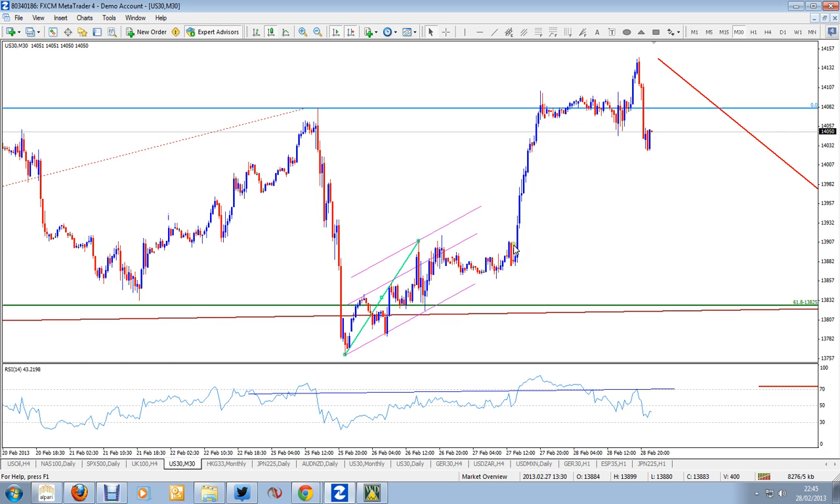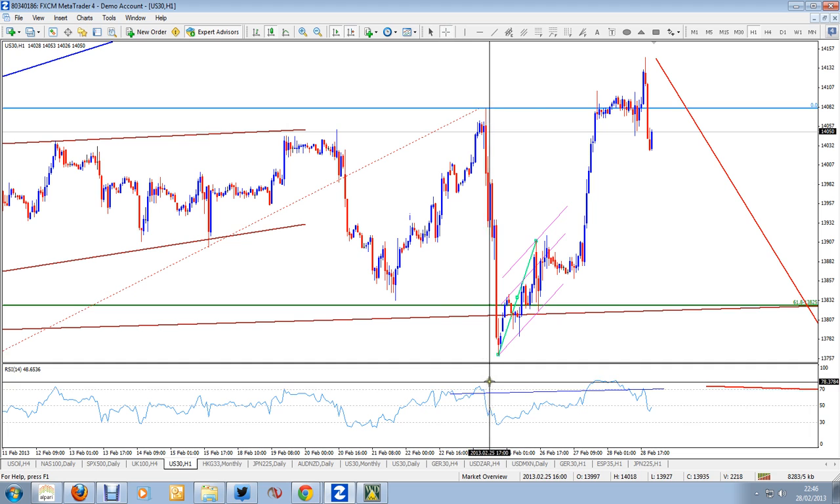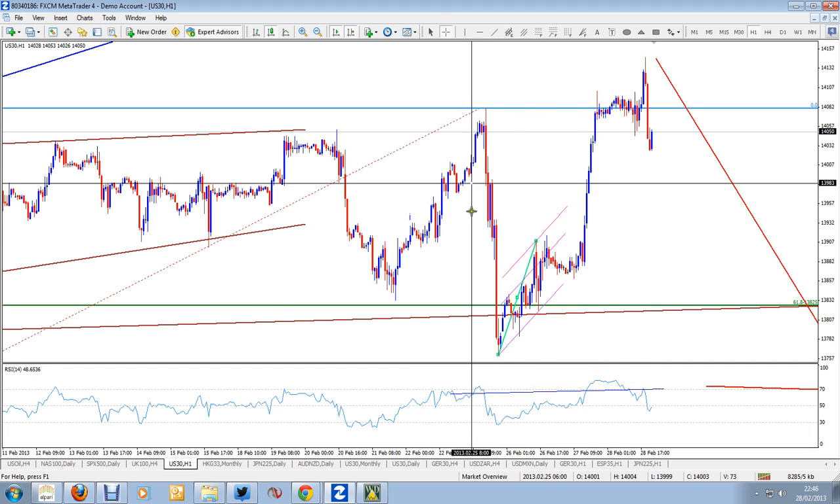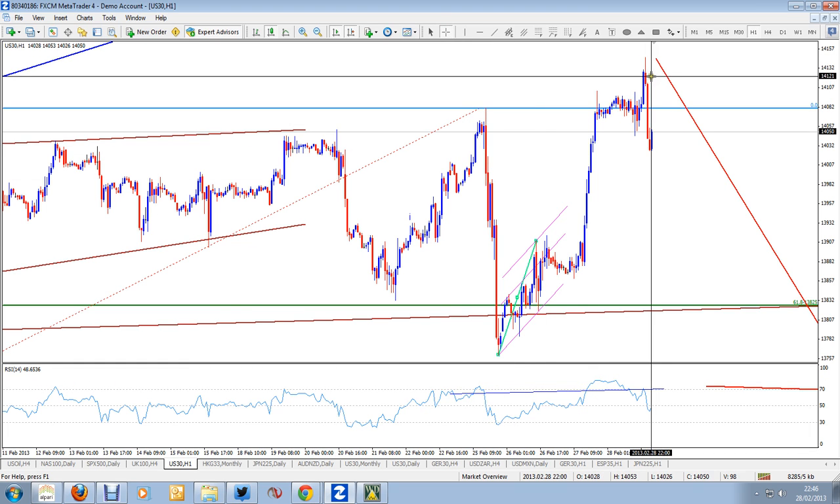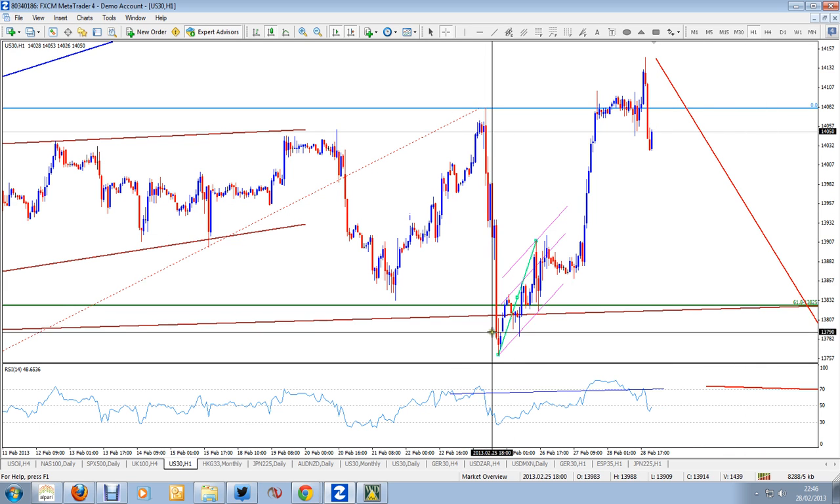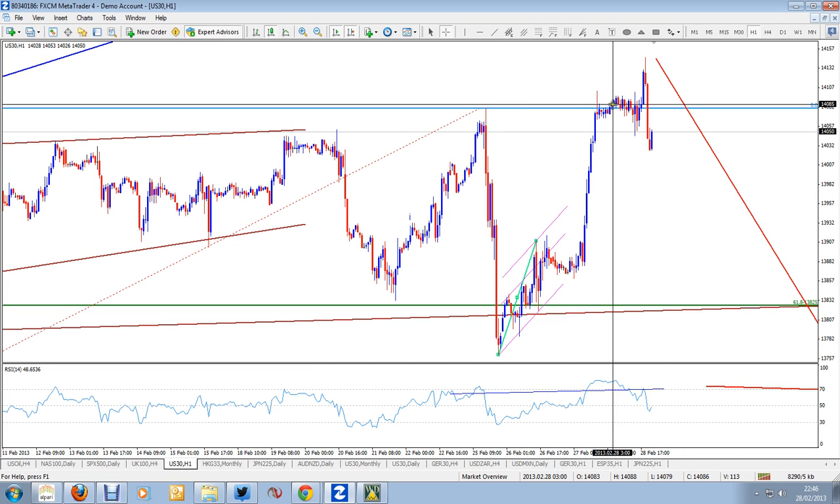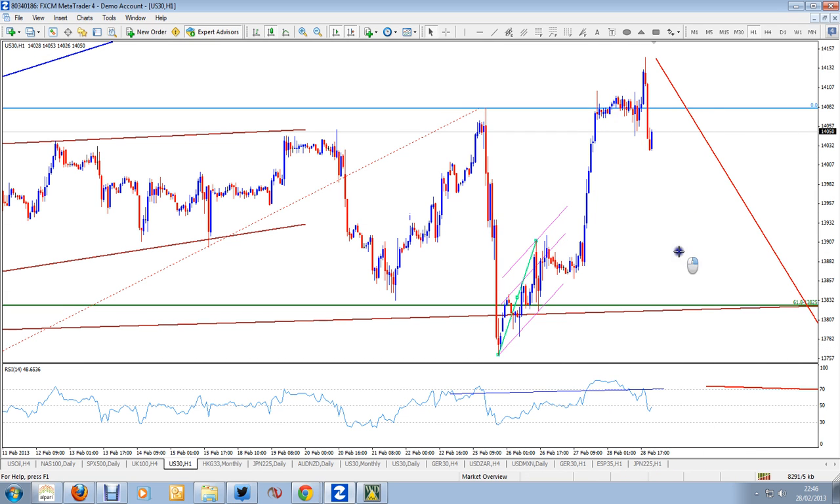So if that's correct, then you can see on the hourly chart that this would be A and this would be B, so it's like an expanded flat. So we should see now A, B, C as a zigzag, A, B, C back as a zigzag. So we should see a fairly strong sell-off tomorrow and probably early next week.